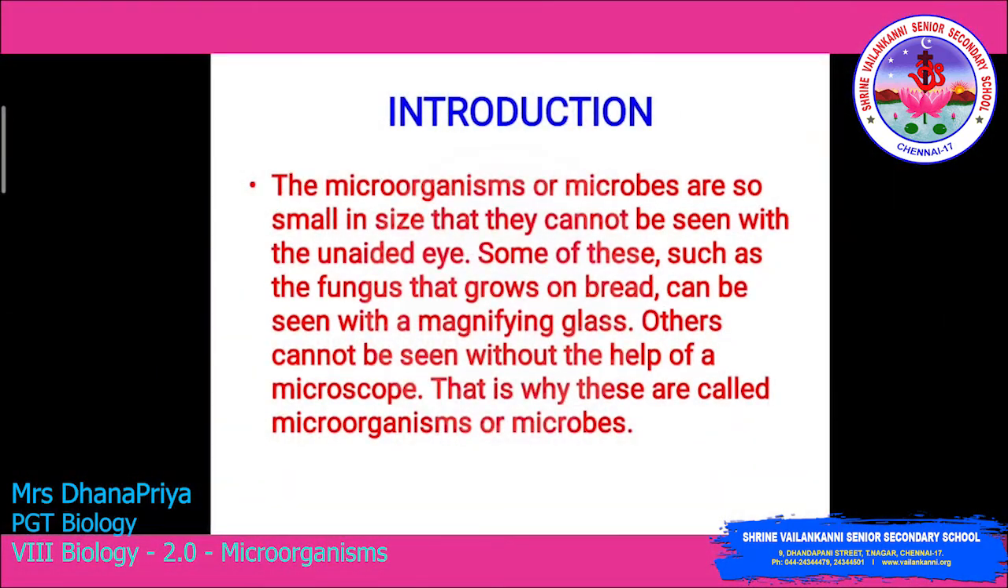Introduction. Microorganism. The term micro refers to small. So microorganisms or microbes are so small in size that they cannot be seen with unaided eyes. That is, we cannot see them with our naked eye. Some of these, such as the fungus that grows on bread, can be seen with a magnifying glass. Others cannot be seen without the help of a microscope. That is why these are called microorganisms or microbes.